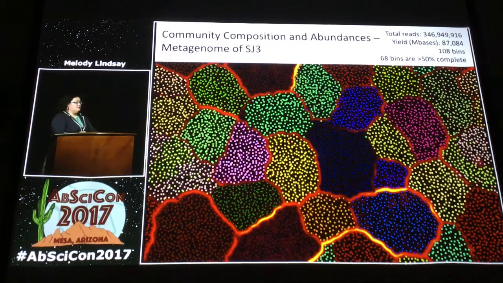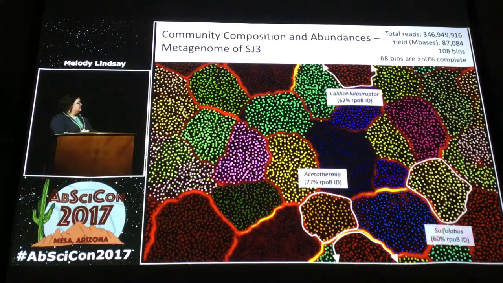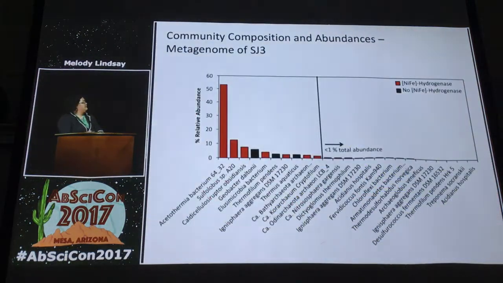And so we threw the kitchen sink of an entire 2x250 Illumina HiSeq lane at the metagenome of Smokejumper 3. We got 108 bins, 68 of which were over 50% complete. And so this is an emergent self-organizing map of all the contigs that bin together, as I will show here. And I just wanted to point out these three most highly related organisms present in this metagenome, Acetothermia, Sulfolobus, and also the Caldicellulosiruptor, which are the three most abundant organisms, which we can see here in this rank abundance curve of the bins of Smokejumper 3.